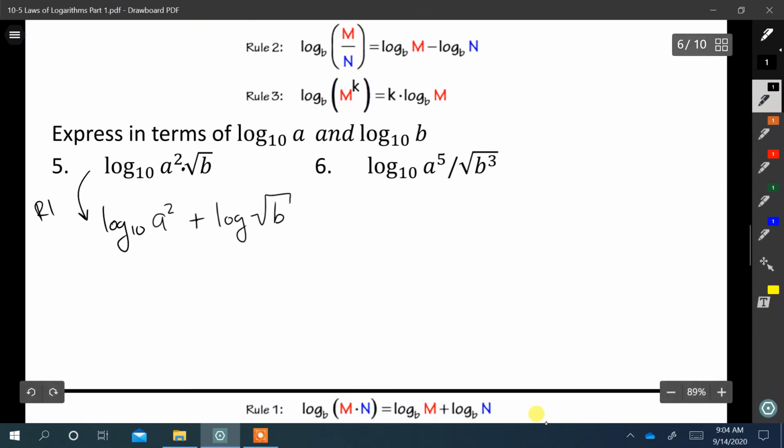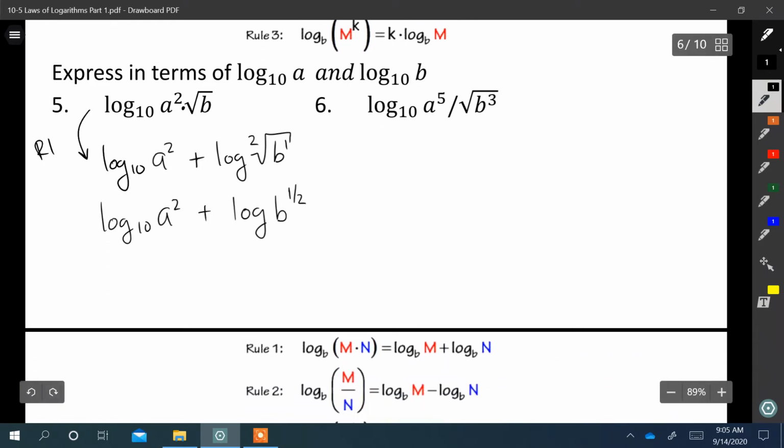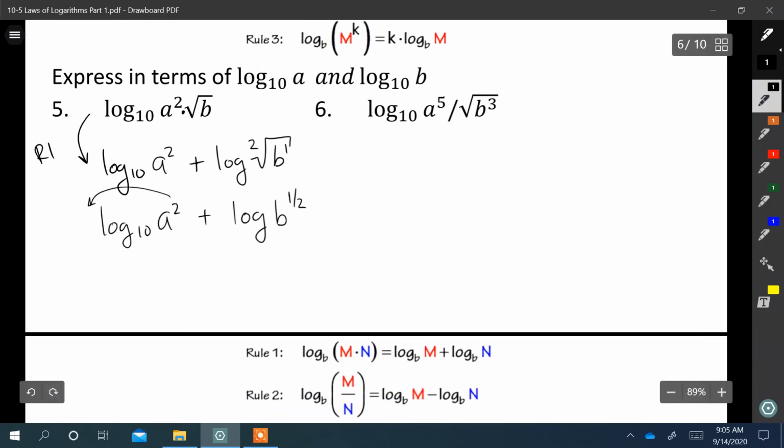Now, you're probably wondering, how do I do this square root of b? Well, you can rewrite that. That's something that we learned last unit. You can rewrite square root of b as b to the half. Remember, there is a 2 right there and a 1 right there. You can use the definition to rewrite it. That will allow you to use rule number 3 to bring this one and this one up here.